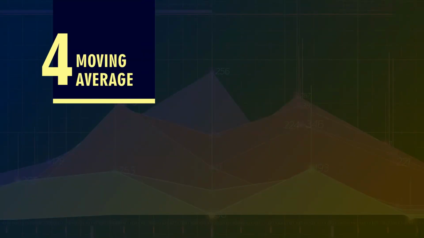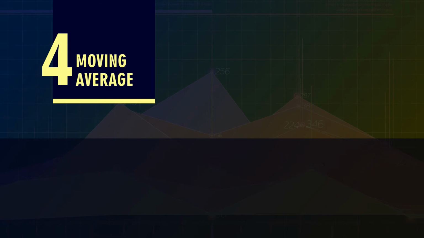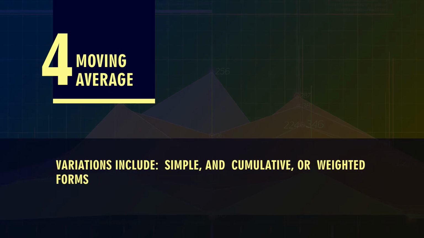On the other hand, we have the moving average, which is a very important methodology as far as measuring the trend is concerned. In statistics, the moving average is also considered a rolling average or running average. It is a calculation to analyze data points by creating a series of averages of different subsets of the full data set. It is also called a moving mean or rolling mean and is a type of finite impulse response filter. Variations include simple, cumulative or weighted forms.